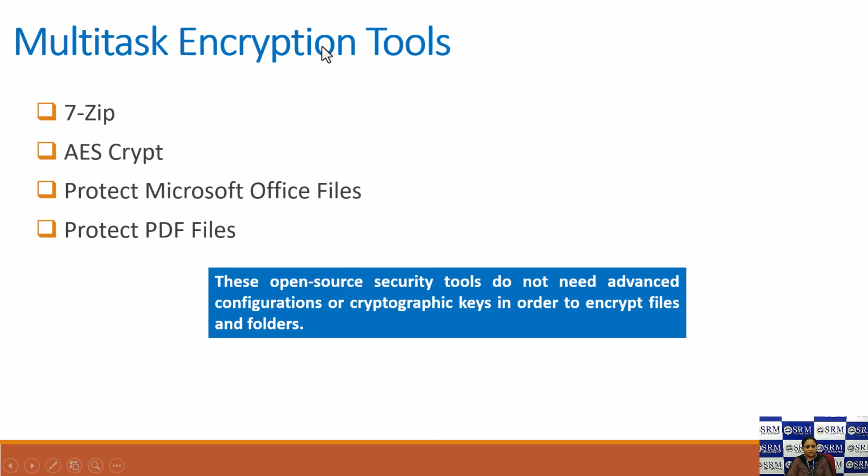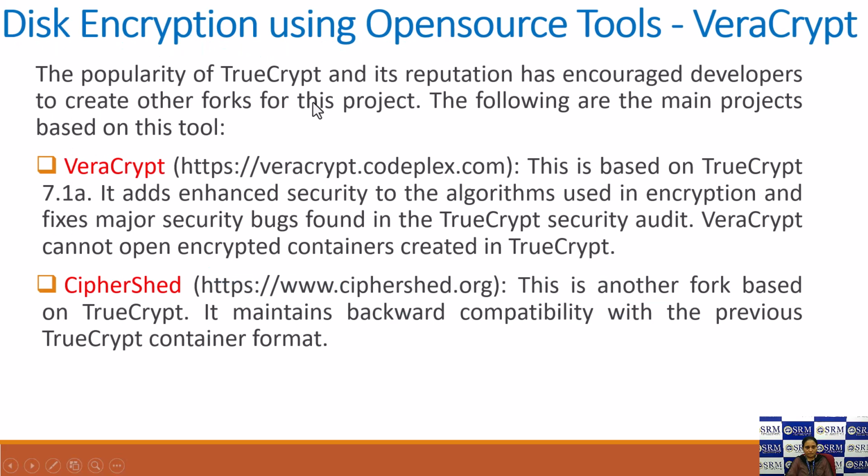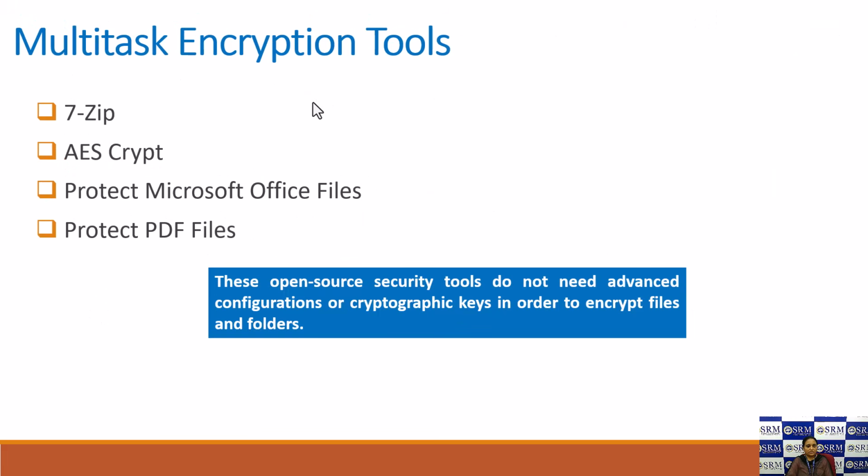Apart from this, these open source tools, what I discussed now is TrueCrypt, which was dropped in the year 2014, whereas VeraCrypt and CipherShed are used now. But the drawback is that these tools need an advanced configuration or cryptographic keys, right? Whereas the listed multitask encryption tools, what I'm showing now, which is 7-Zip, AES Crypt, protect Microsoft Office files, protect PDF files, right? These do not need any advanced configurations or cryptographic keys in order to encrypt the files and folders. Very easily we can use it. We'll see one by one what they are.